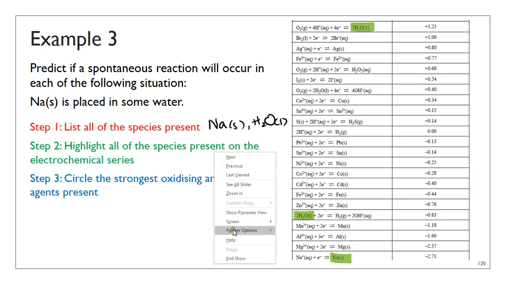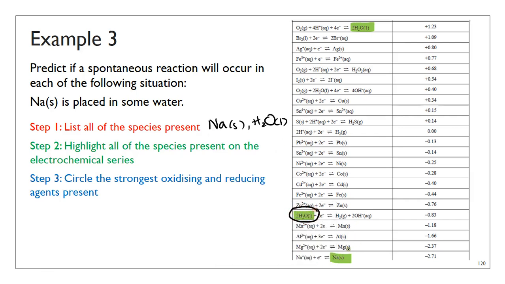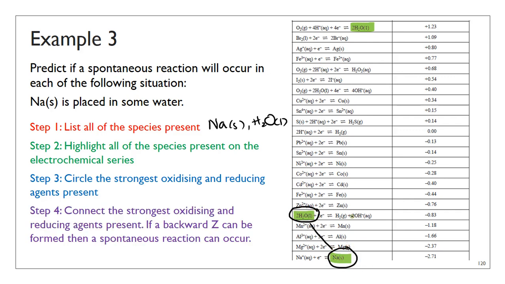And then circle the strongest oxidizing and reducing agent present. So there's only one oxidizing agent present, and the sodium is a stronger one. So you can clearly see that I can form a negative gradient between the two, or a backward Z. So there is a spontaneous reaction, and you have seen this demonstration. It's a pretty violent reaction, actually.